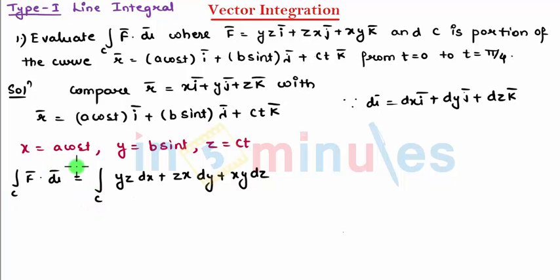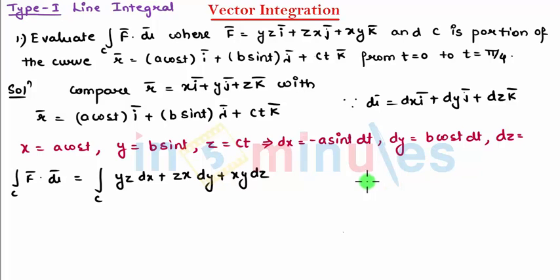I have got values of x, y and z. So further, when you say dx, I get minus a sin t dt. So that's my dx. When you say dy, dy is b cos t dt. And dz is c dt. So I got all the things, we just need to substitute here.